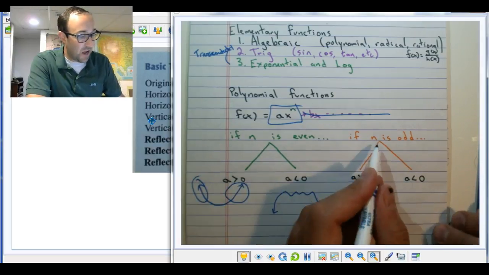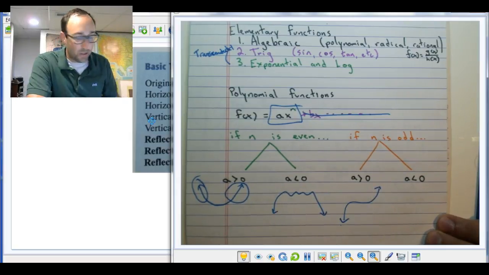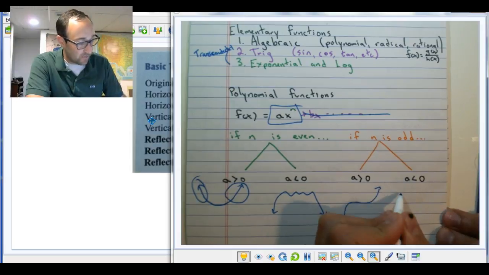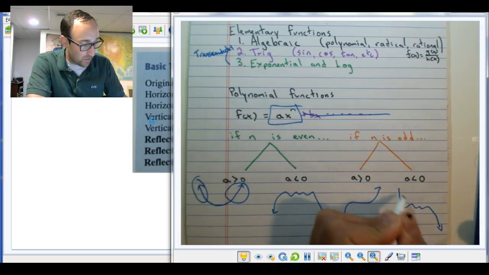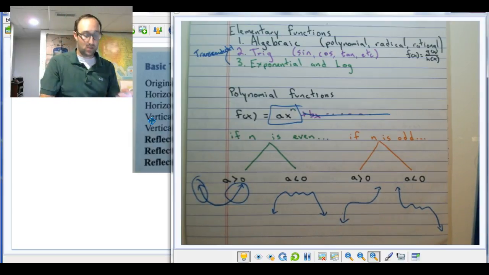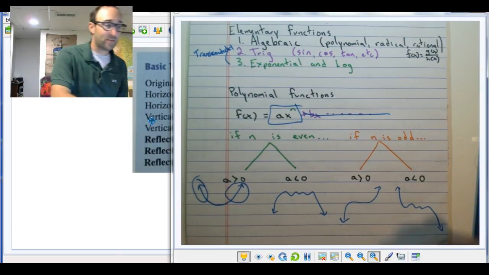If n is odd and a is positive, it'll go something like that. Like a line does that, or a cubic. And if a is negative, it's going to do something like that. They may not have that many waves, but that's what we're looking for. We're looking for this end behavior. They're going opposite directions. That should be a review, but you might want to be able to use that just to help you graph some stuff.